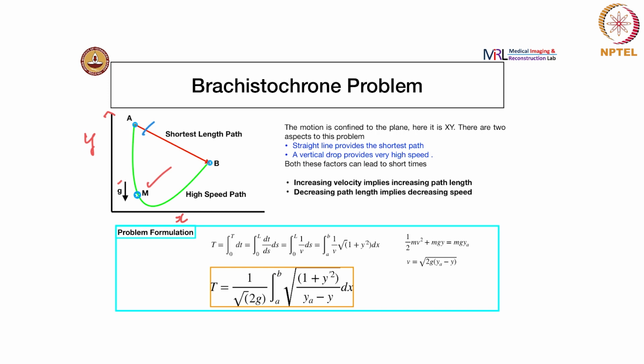We want to minimize the total time taken, which is what this integral gives you. We saw that dt can be written as ds over v, and that in turn can be written as 1 over v times the square root of 1 plus y prime squared. What is y prime? y prime is nothing but dy by dx. I'll just write it out here.